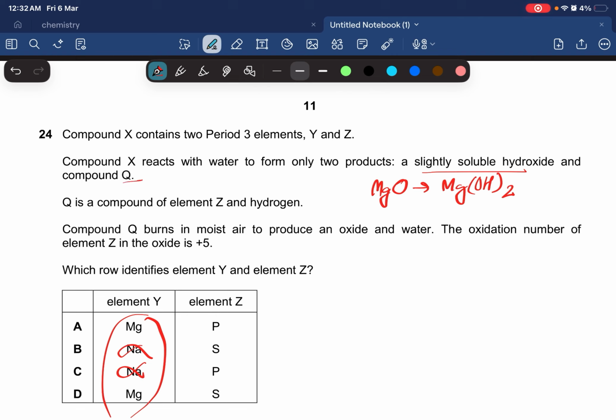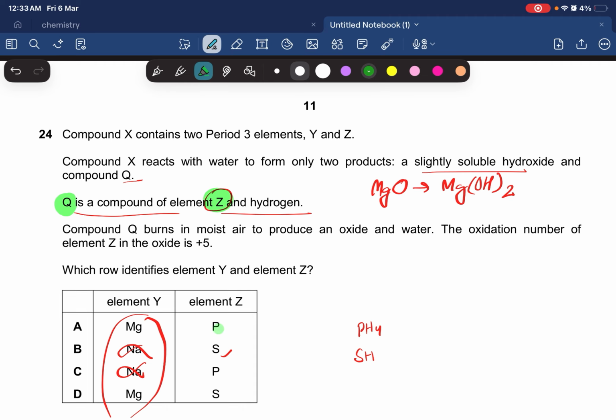I don't know. Q is a compound of an element Z and hydrogen. Okay, so element Z and hydrogen. Sulfur and hydrogen. Element Z, sulfur and hydrogen. PH4, SH something. Okay, let's see. Compound Q. Q is a compound of element Z.